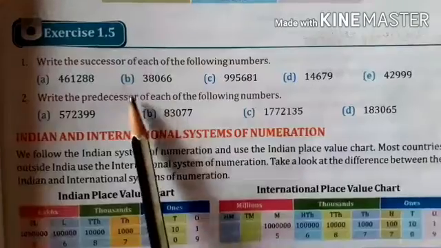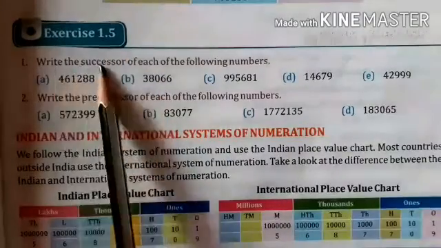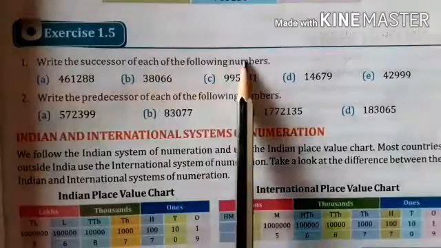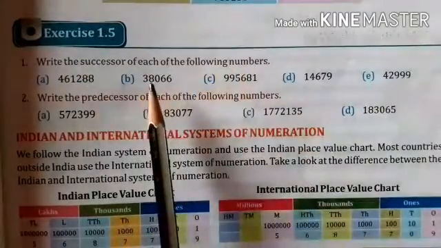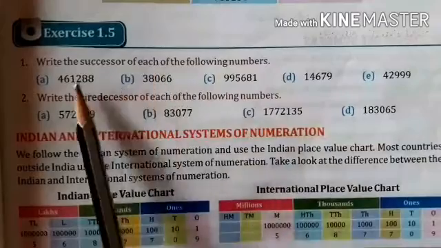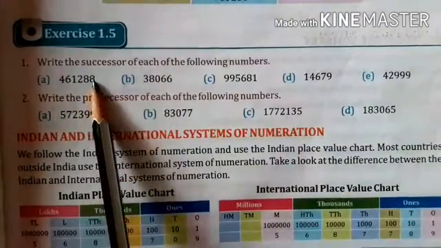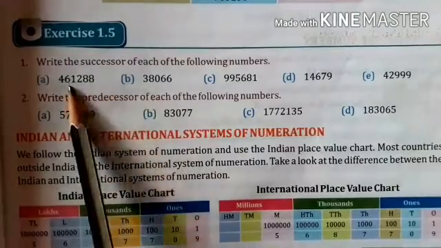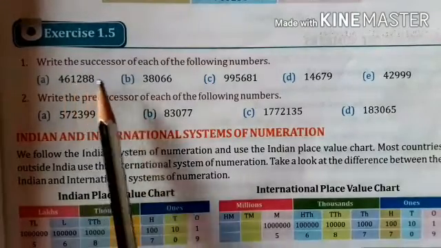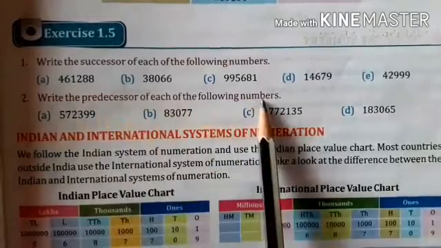Okay. Next, come to exercise 1.5. Write the successor of each of the following numbers. So here we have to write the successors of these numbers. Okay. I am giving you one example. Look here. 4,61,288. The successor of this number is 4,61,289.